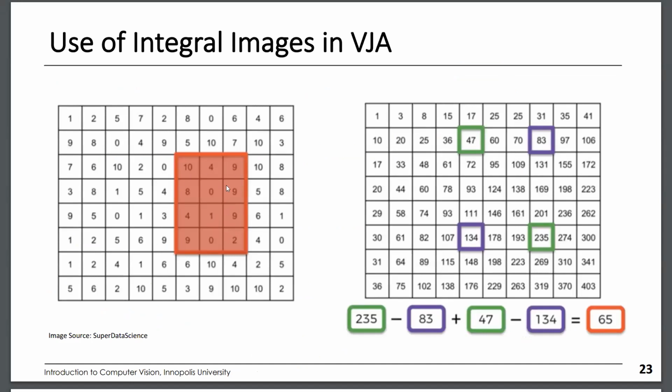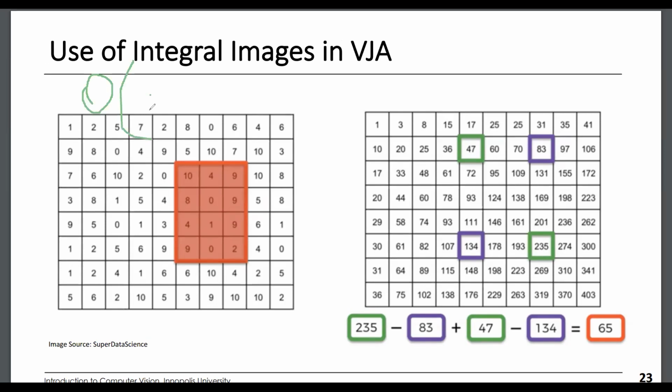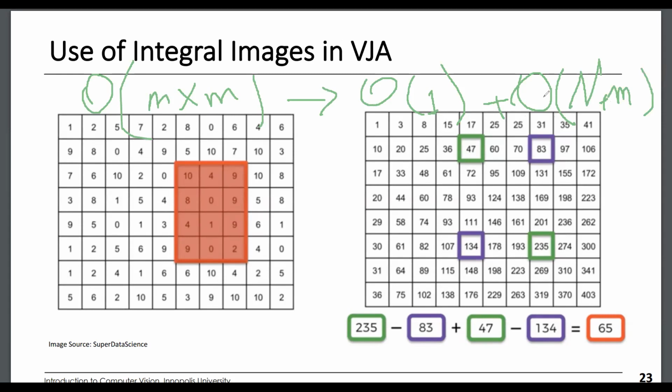So if you want to calculate the sum of this region, instead of going through the image all of it again and again, the only thing you have to do is go to the integral image and make one simple calculation. So going from O of n times m into just O of 1. This is the use of the integral image in the Viola-Jones algorithm. You go from O of n times m into an O of 1 algorithm. So it's much faster.